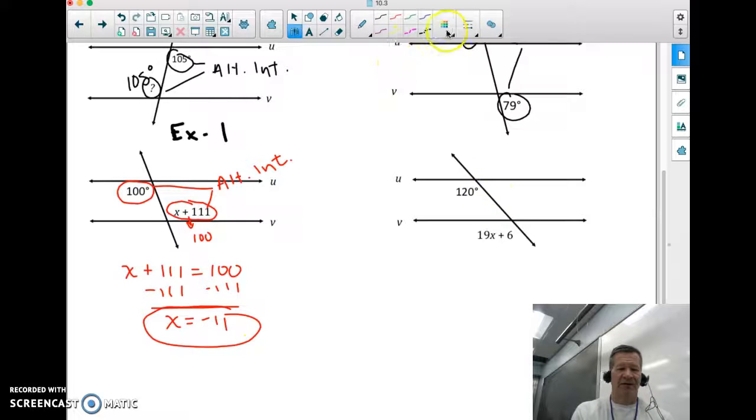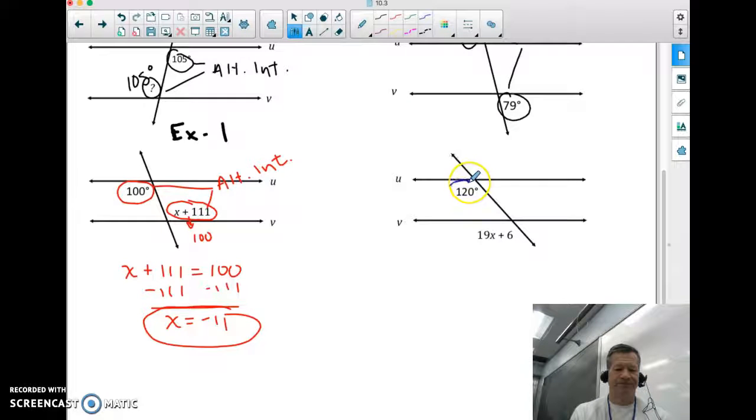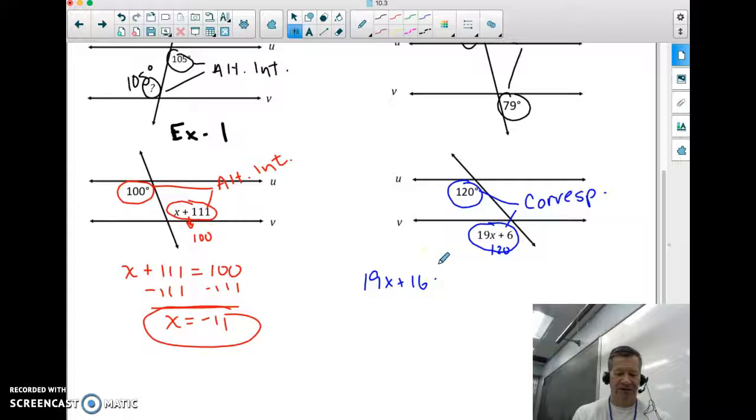In this problem here, now we know that there's a 120-degree angle right here, and this angle is 19x plus 6. These angles are both in the lower left-hand corner of the intersection, so they are corresponding. They're in corresponding positions. Corresponding angles are congruent, so if this is 120, this angle also has to be 120. So 19x plus 6 has to be the same, sorry, it should be a 6.